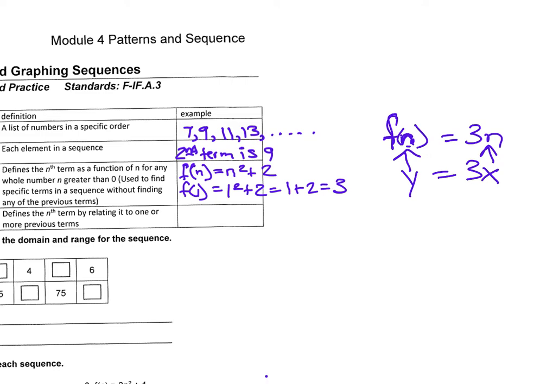Let's try another one. Let's do f of 2. Okay, so instead of n, we're going to put in what for n? So 2 squared plus 2 equals 4 plus 2, or 6. Okay, so that is just an explicit rule. What you've done before, using f of n for y and n for x. And we'll go over some more examples down below.